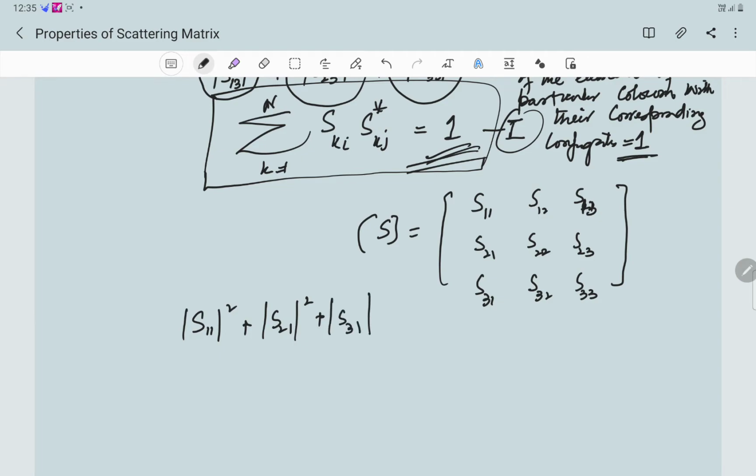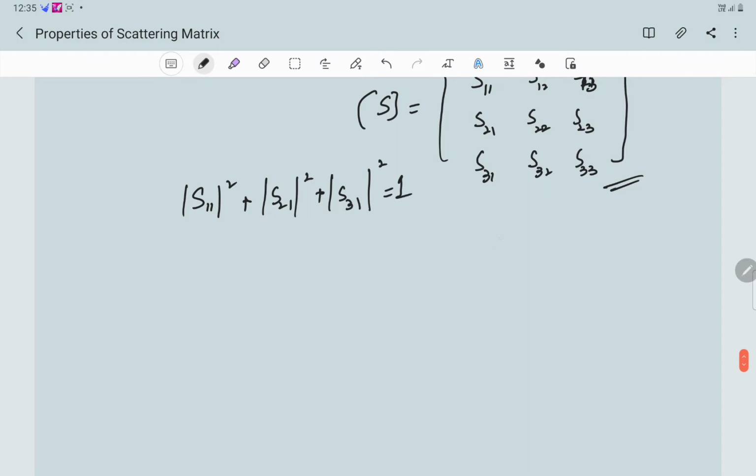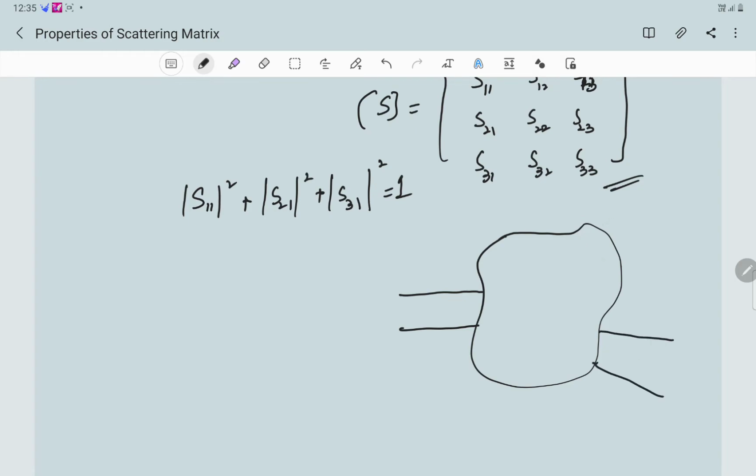is equal to 1. Or for that matter, for column number 2, this is also valid. S12 square, S22 square, S32 square is also 1, and also valid for column number 3. In general, it is valid for an n-port network. So this time we are considering a 3-port network. Let me try to explain it. Say, for example, we have this as a 3-port network. Let this be port number 1. Let this be our port number 2, and let it be port number 3.